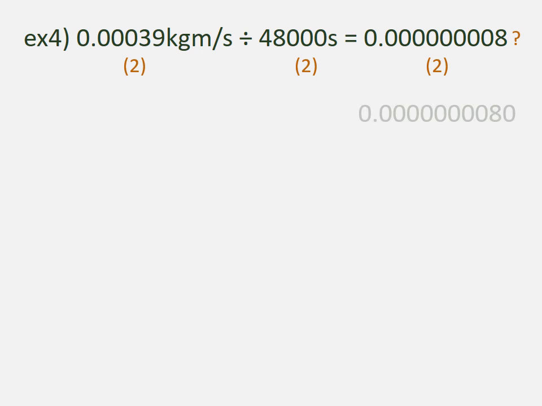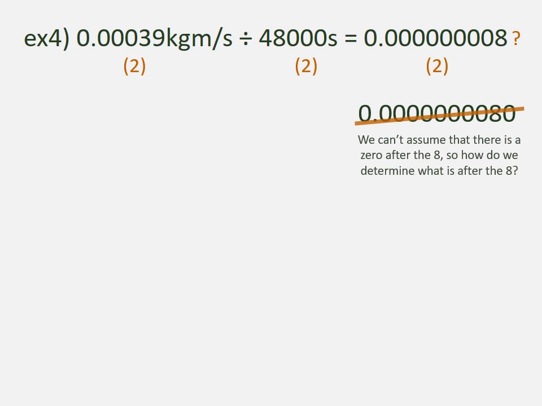Some people like to assume it's a 0, but if I have a 0 at the end of the number and there's a decimal, that means it's significant, which means it was measured. And I just guessed it was a 0 because I really don't know what it is. So that can't be right. So what am I going to do? So we can't assume that there is a 0 after the 8. So how do we determine what is after the 8?